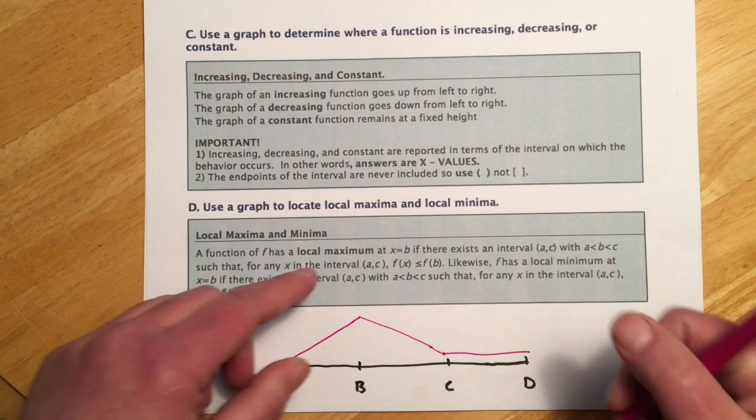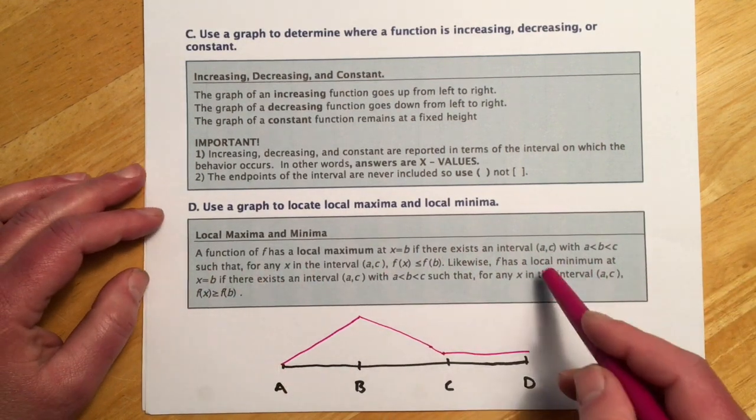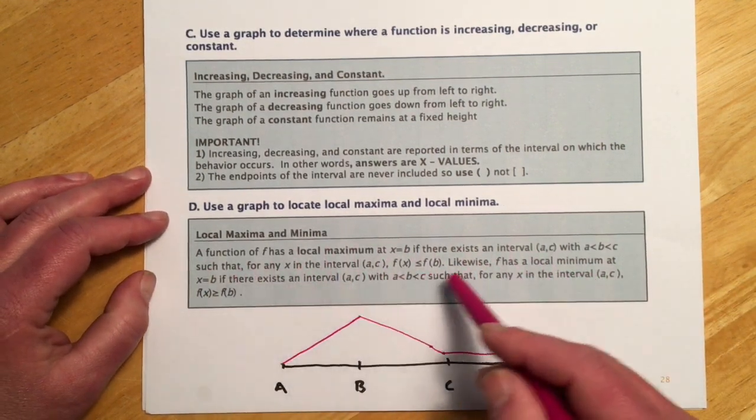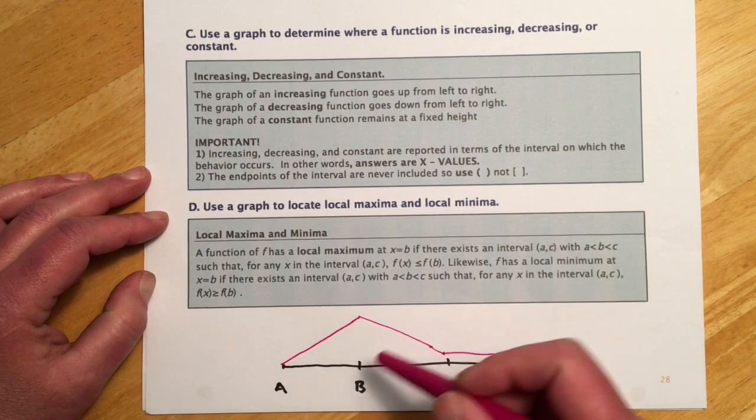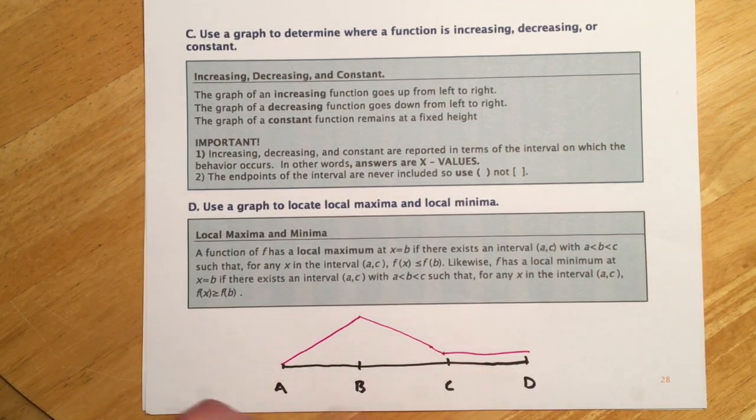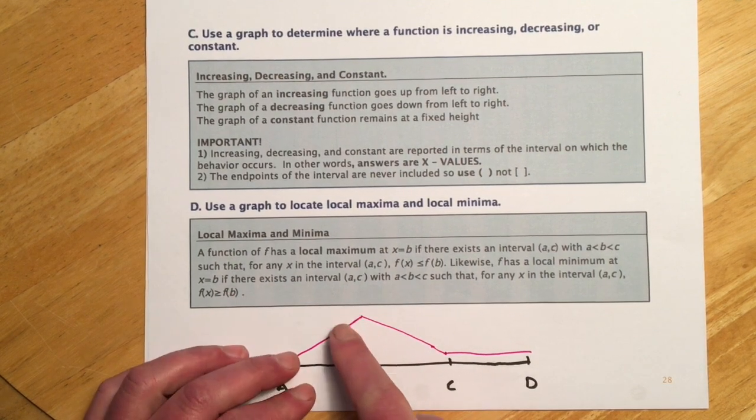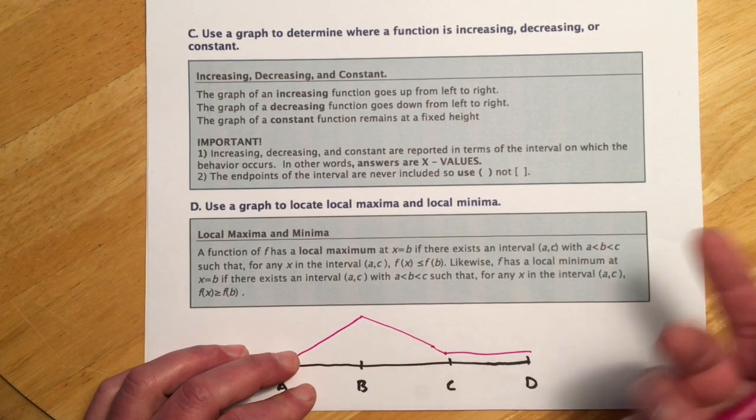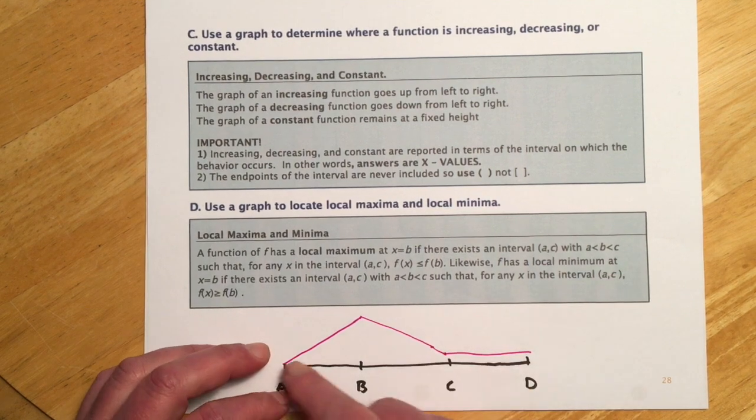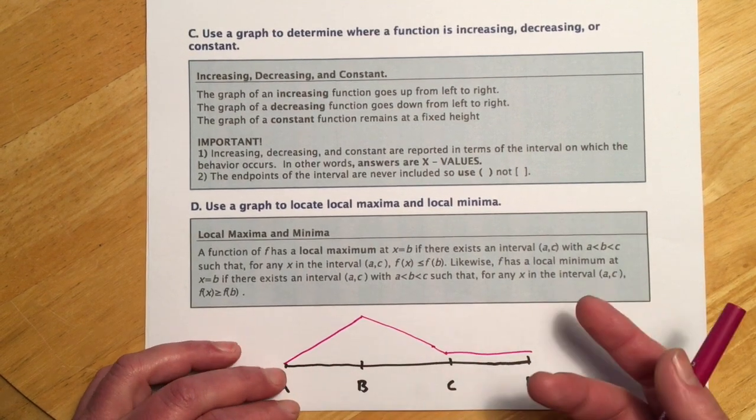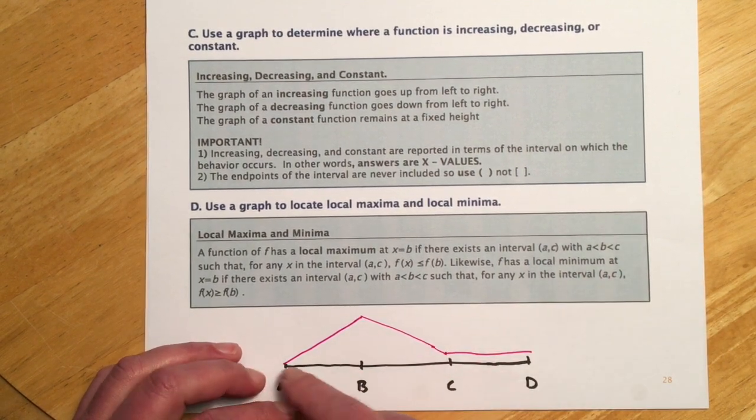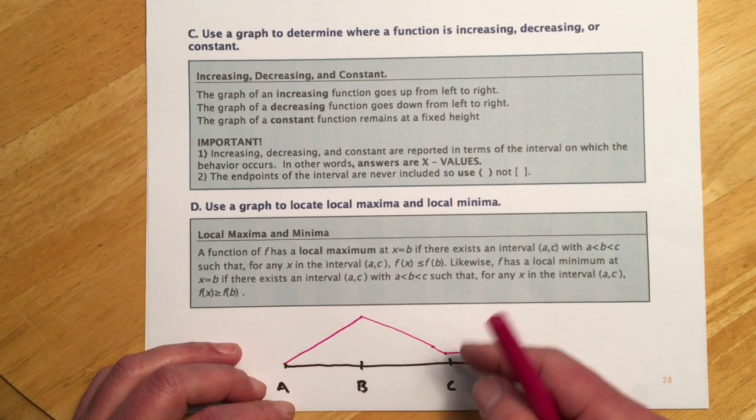Local maxima and minima. So this is a lot of math words, but basically what it's saying is if I look at some interval, say from here to here, and there is nothing bigger than that point, then that point's called a local maximum. If I look on an interval and there's nothing lower than that point, then that point is called a local minimum.